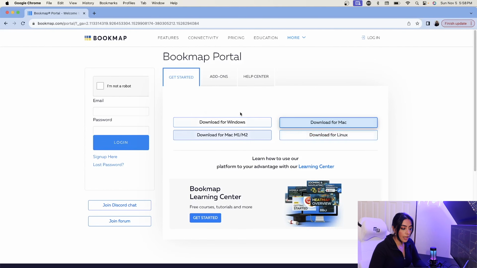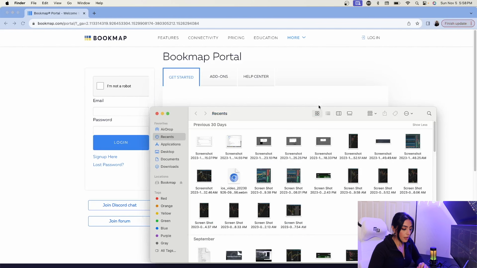And then once you log in, before you log in, go ahead and download it for whatever system that you have. I have it downloaded for both my Mac and my Windows. Once it's downloaded and you're connected and you're all set to go, you can then launch the Bookmap portal. So we're going to go ahead and now launch that.